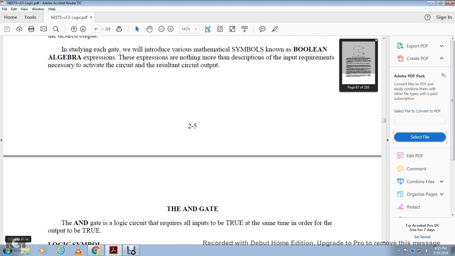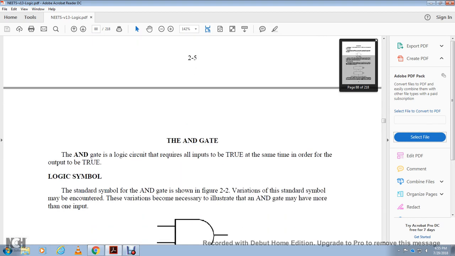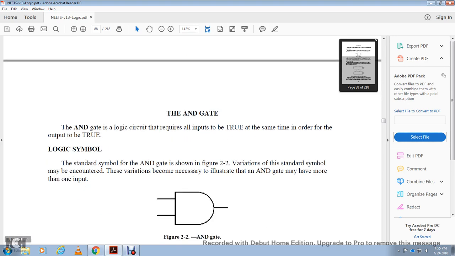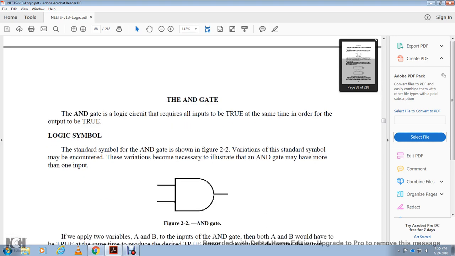The AND gate. The AND gate is a logical AND and requires that all inputs be true at the same time in order for the output to be true. Logic symbol: the standard symbol of the AND gate is shown in figure 2. Variations of the symbol may be encountered, and it may be necessary to illustrate an AND gate with more than one input. Figure 2 shows the AND gate.